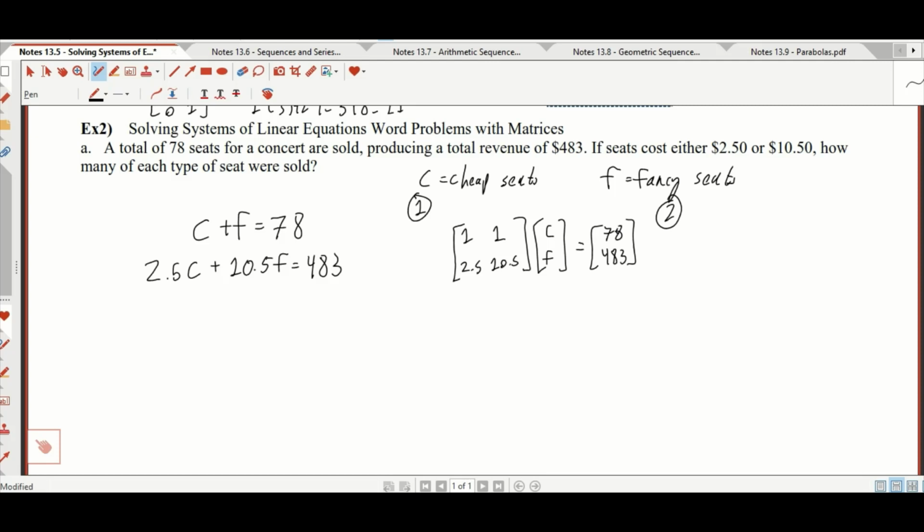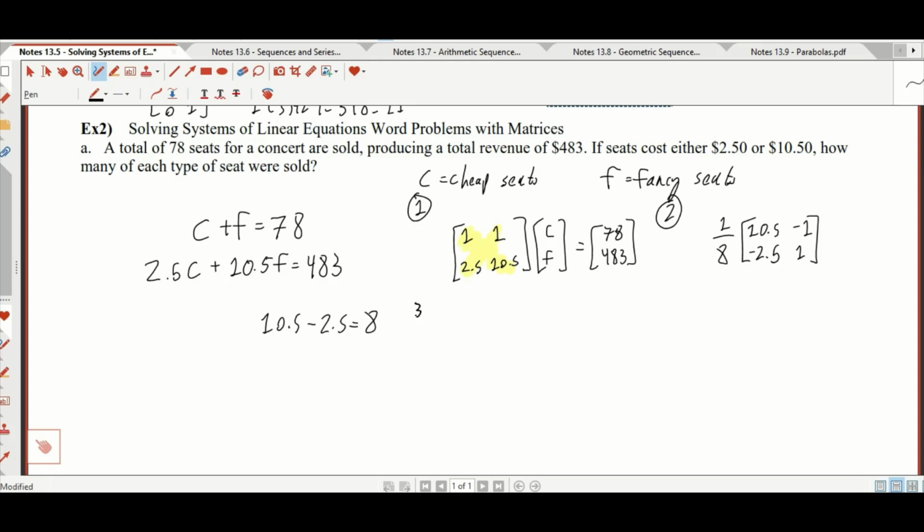So we first need to find the determinant. 1 times 10.5 is 10.5, minus 1 times 2.5 is 2.5. 10.5 minus 2.5 is 8. So that's going to be 1 over 8 multiplied by the matrix we get when we swap A and D, so 10.5 and 1 swap places. And these keep the same place, but they change signs. So there's my inverse matrix.